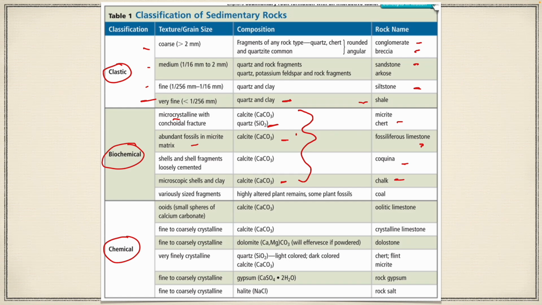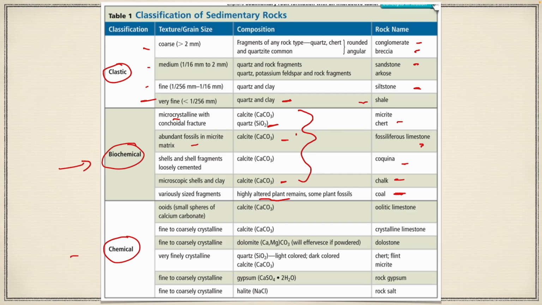And then various sized fragments. So this could be coal, really. Coal is basically a type of biochemical rock. We said coal is not a mineral because it's organic, but it is a biochemical sedimentary rock formed from highly altered plant remains, and some plant fossils are in the coal.